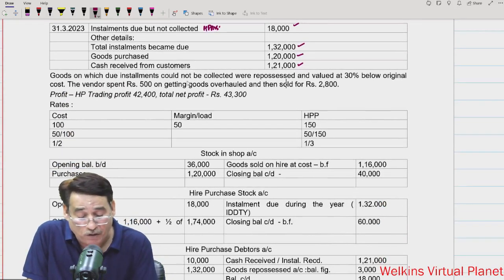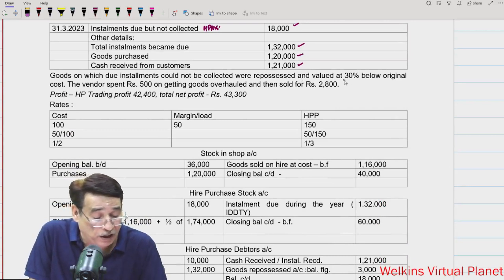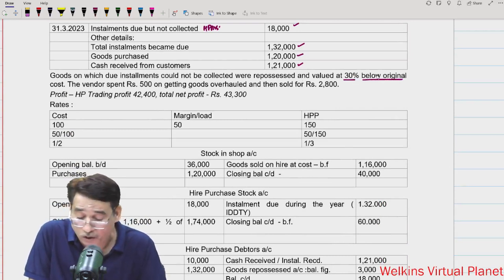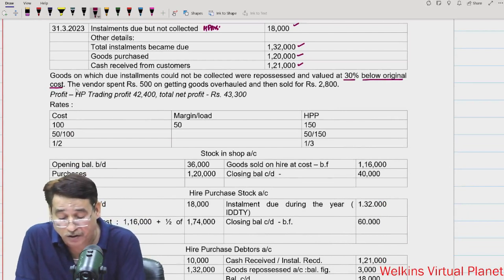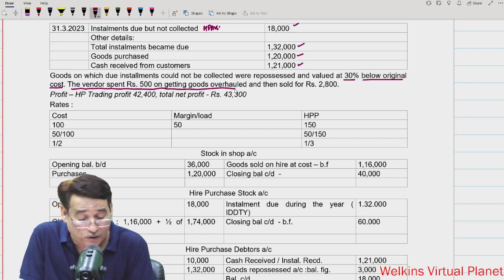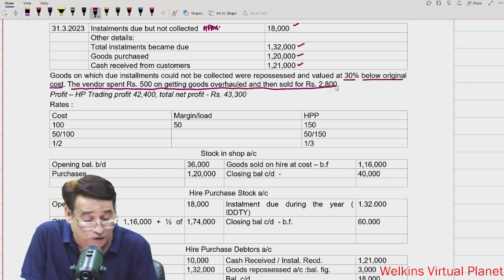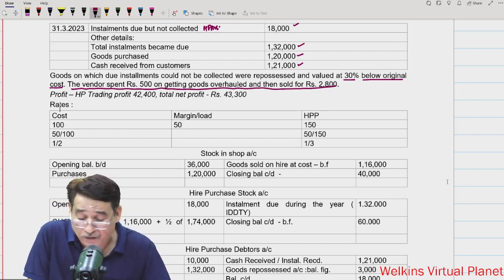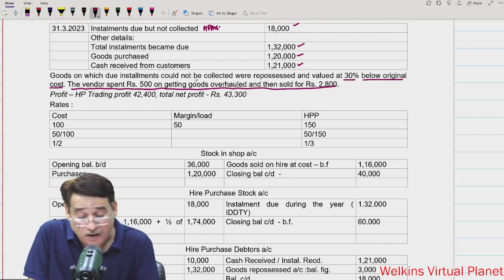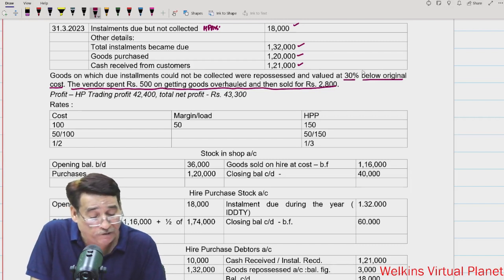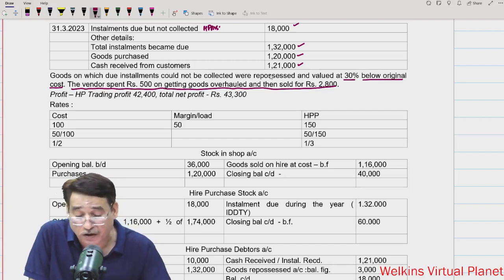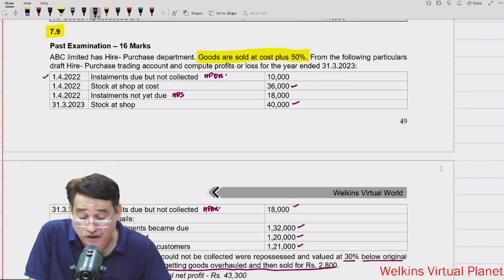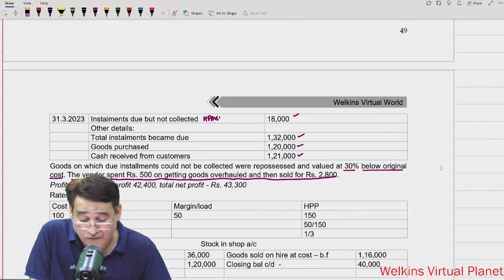Goods on which installment could not be collected were repossessed and valued at 30% below the original cost. The vendor spent 500 on getting the goods overhauled and then sold them for 2800. Now in this particular question, we are given that goods on which installment could not be collected were repossessed and valued at 30% below the original cost. Is anything like goods repossessed given? No, it is not given.